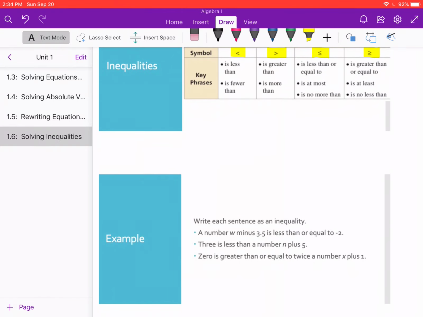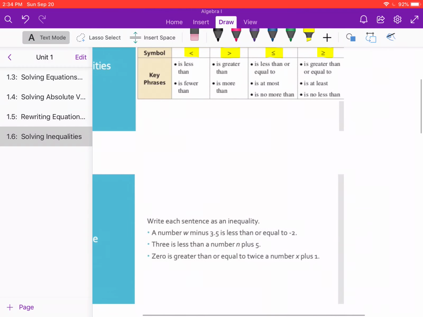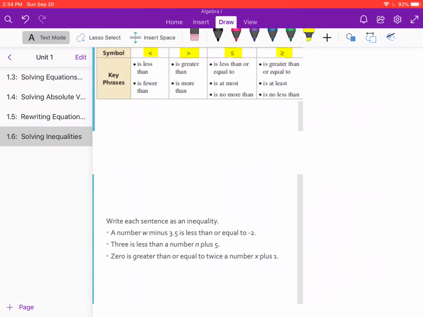Write each sentence as an inequality. A number W minus 3.5 is less than or equal to negative 2. Let's try to write that using math. We have a number W minus 3.5 is less than or equal to negative 2. That one was pretty straightforward.